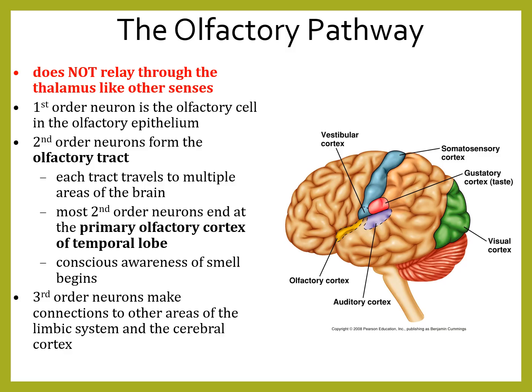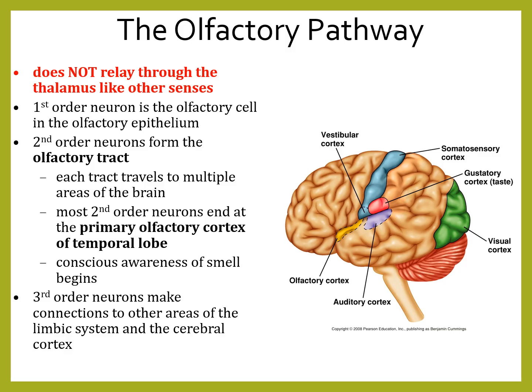When we looked at taste, the first order neuron synapsed with the gustatory cell. In olfaction, the first order neuron is the olfactory cell. The second order neurons are going to form the olfactory tract. Each tract is going to travel to multiple areas of the brain. However, most second order neurons are going to end at the primary olfactory cortex located in the temporal lobe. This is where conscious awareness of smell begins.